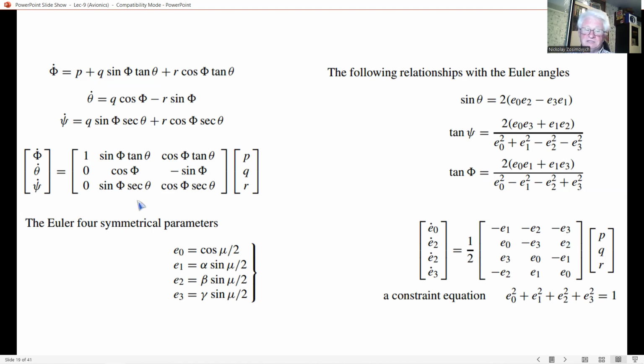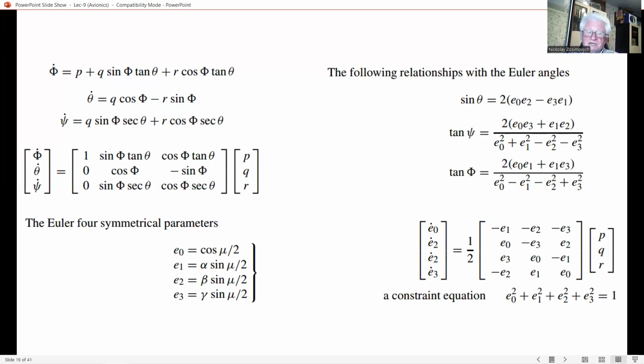The Euler angles can then be derived from the Euler angle rates by a process of integration, using as initial conditions a known attitude at a given point in time. This process becomes meaningless, however, at theta equals 90 degrees, when tangent theta and secant theta become infinite. This is the mathematical equivalent of a gimbal lock.